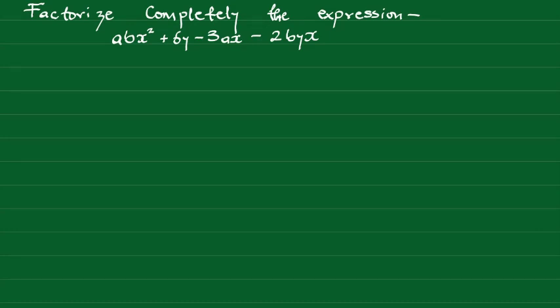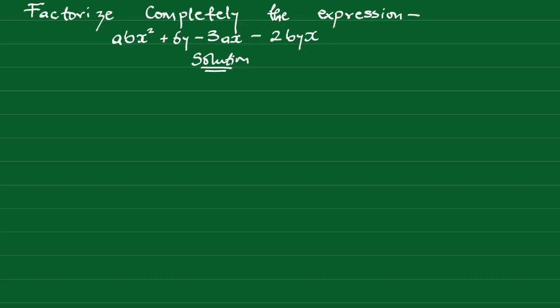All right, welcome. We are asked from JAMB 1995, question 15, to factorize completely the expression abx squared plus 6y minus 3ax minus 2byx. Now we'll dive into the question quickly by writing solution.